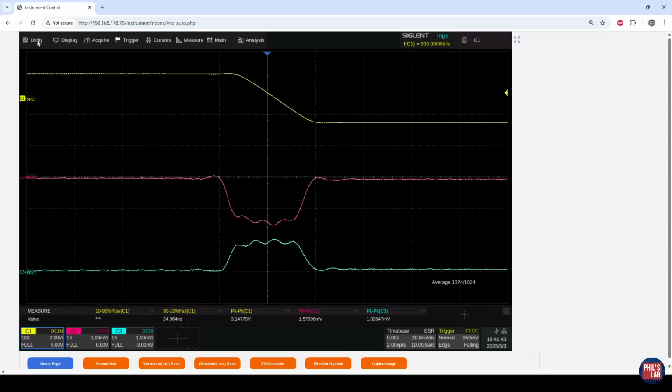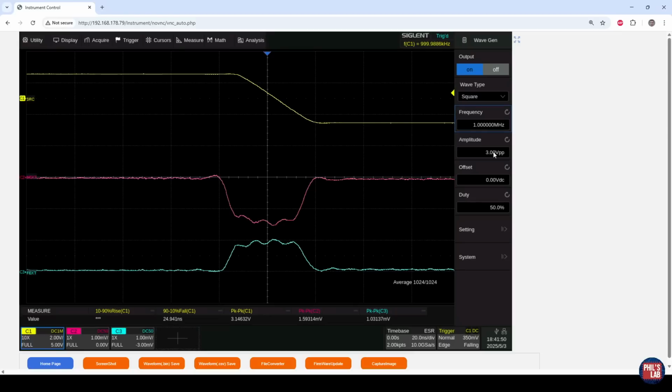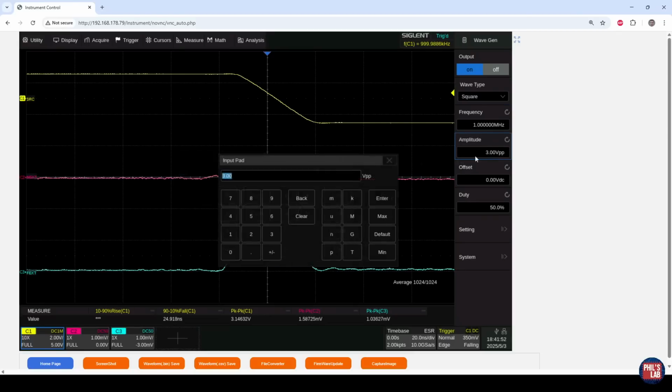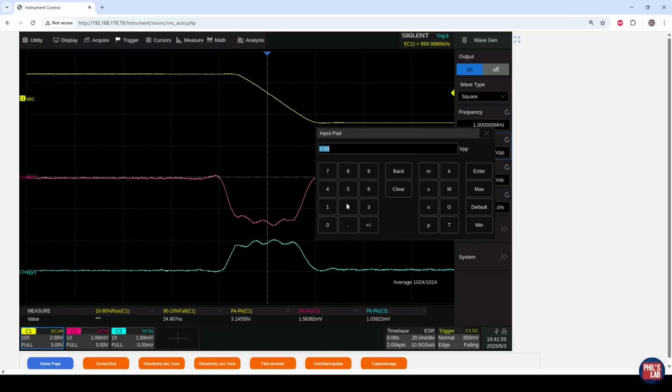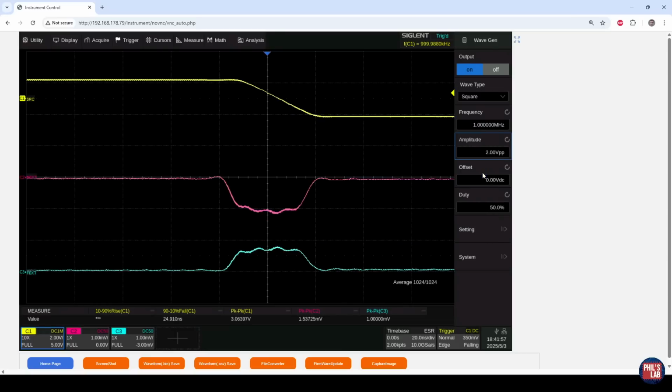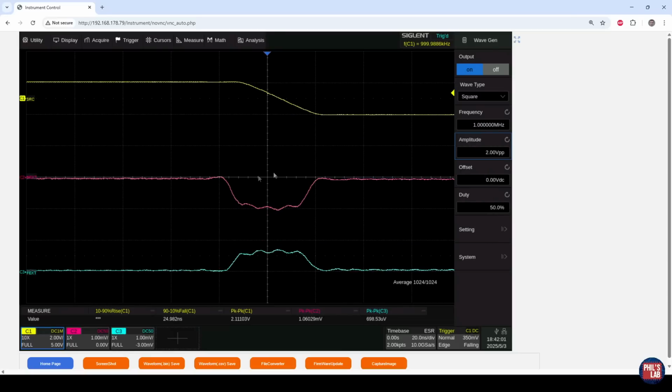What we can now do is play around with the wavegen signal. So if I go to utility wavegen, I can of course adjust my amplitude. So as I start reducing my amplitude, let's say down to 2 volts peak to peak, we can also see the crosstalk reduces further as well. So it's proportional in some way to the amplitude of the aggressor, which makes sense.